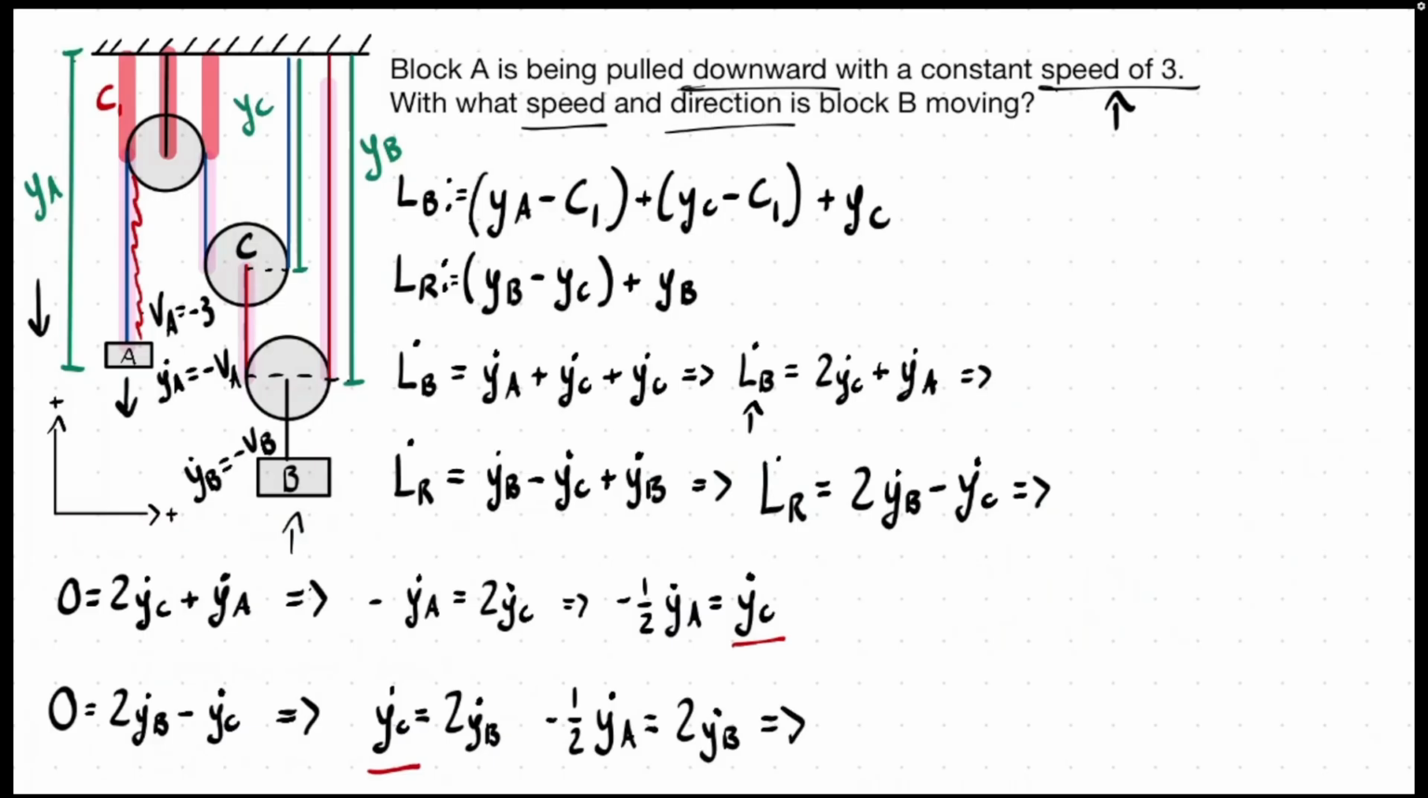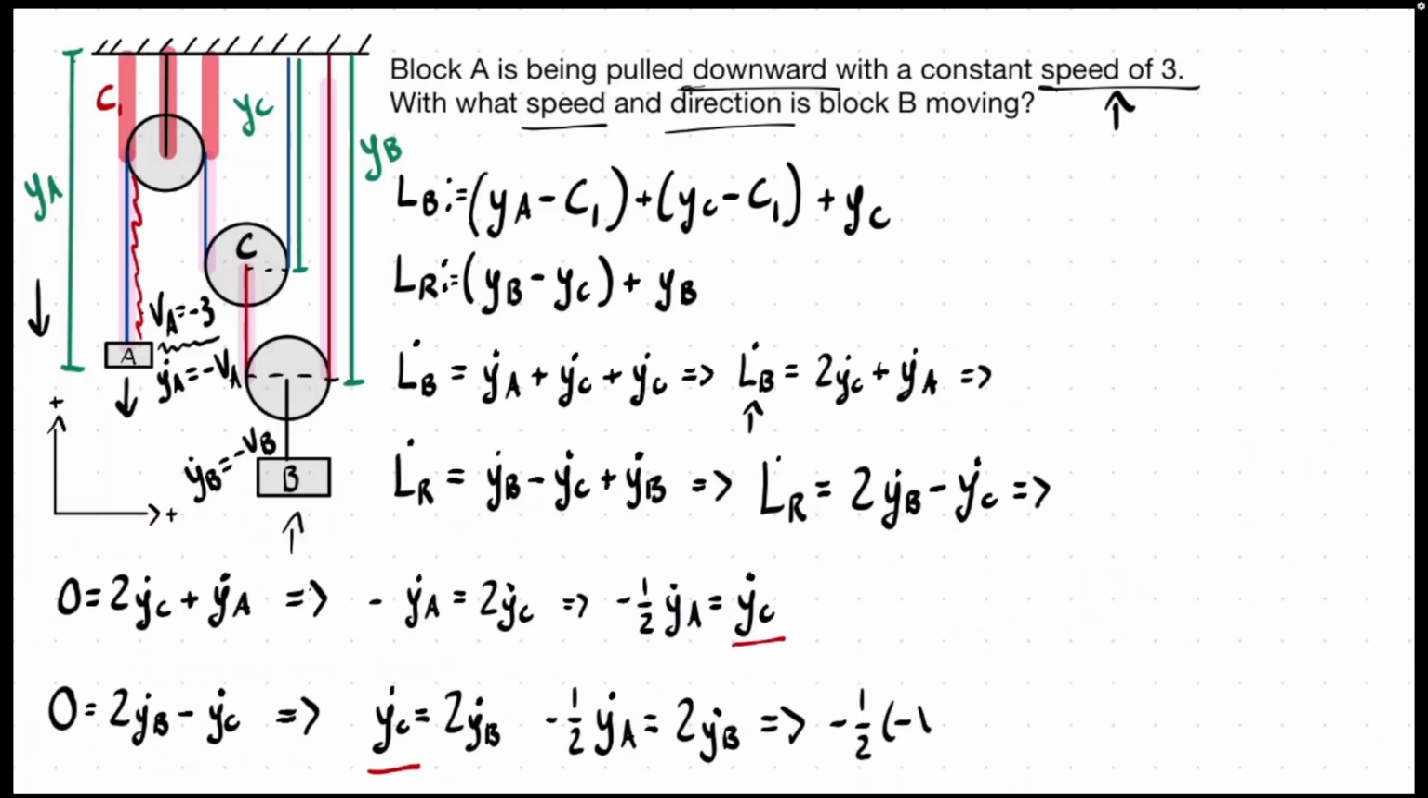And then based on what we wrote up here, we know that VA is -3 because it's moving downwards, right? And we're given the speed is 3. And we know that VB is going to be equal to negative YB dot, because as YB is getting bigger, the velocity of B has to be going downwards, which we associated with a negative value based on our axis. So this will actually become that negative 1/2, right?